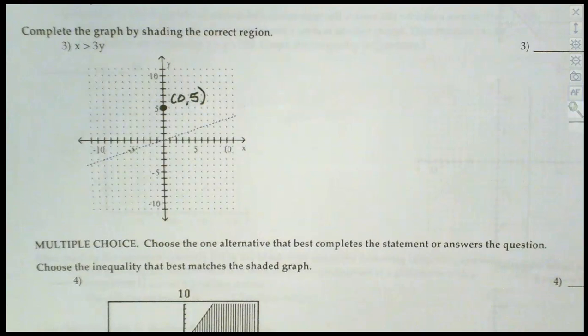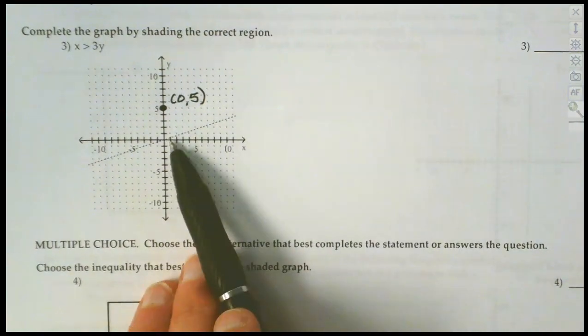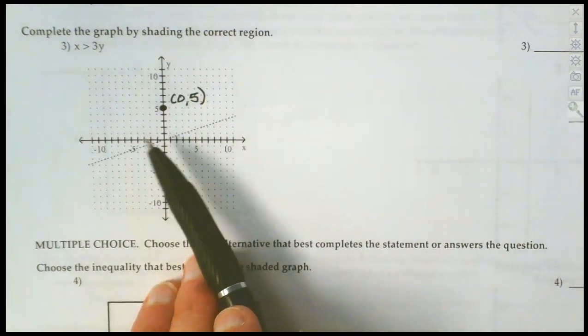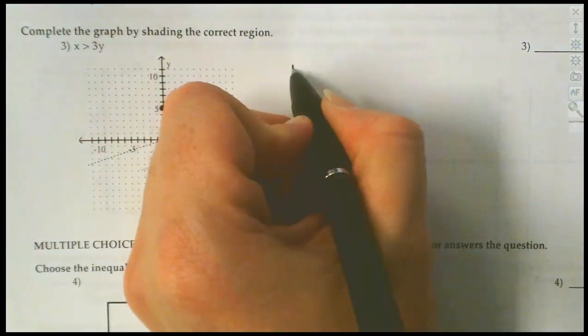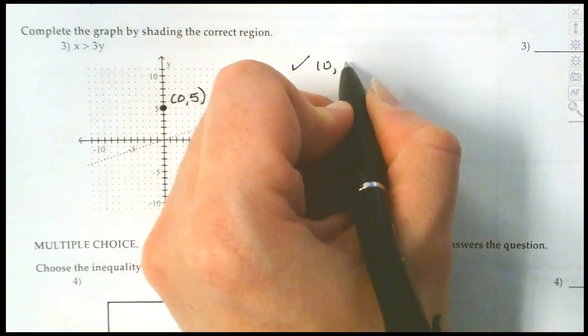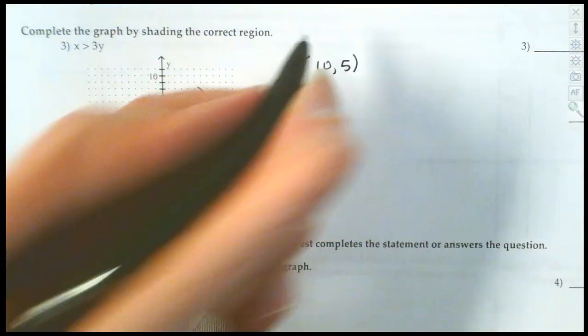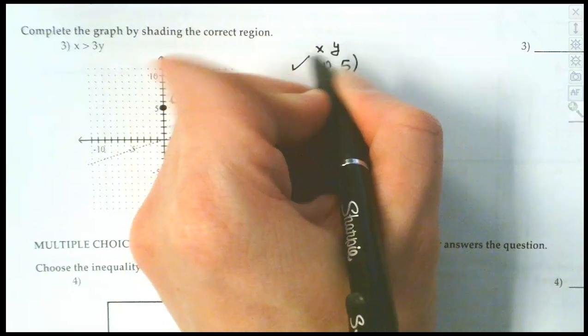Now you can use any point that you want. Make sure, though, that it's not on that dotted line. You could have picked 1, 1. 1, 1 would be right there. I think it's going to be easier, though, if we just do 0, 5. You can use any point you want. It does not matter. So just make sure you know where it's at. So we're going to check 0, 5. And remember, the 0 is your x, the 5 is the y part.